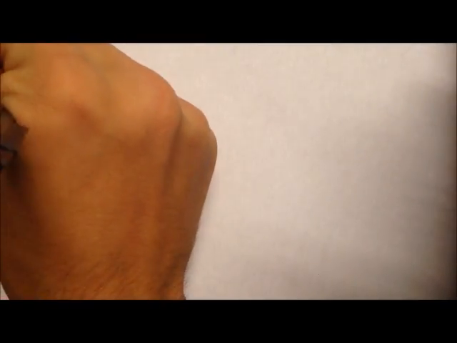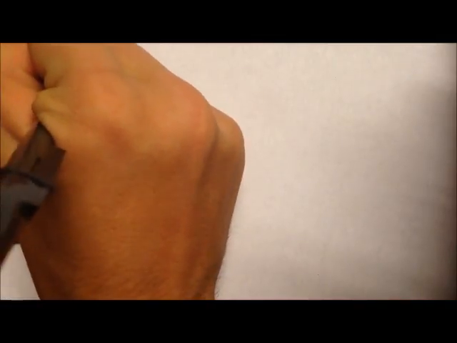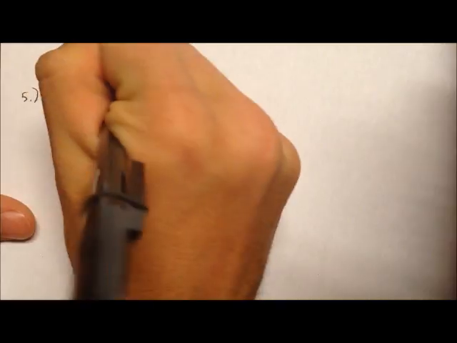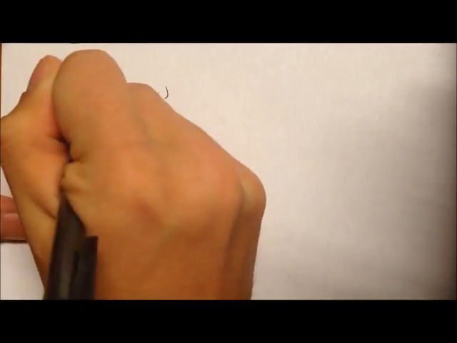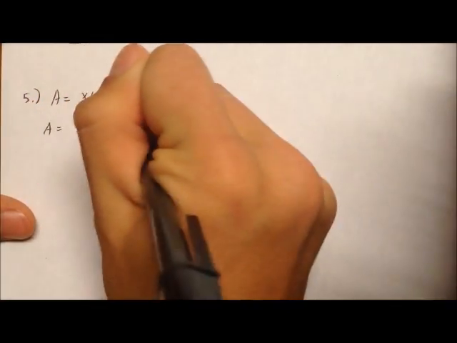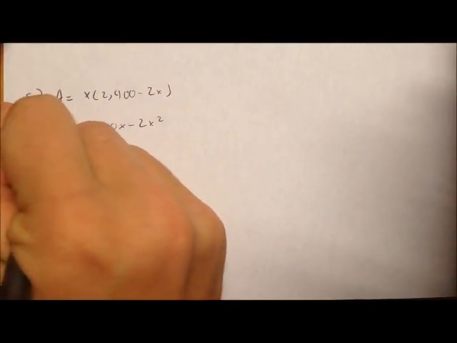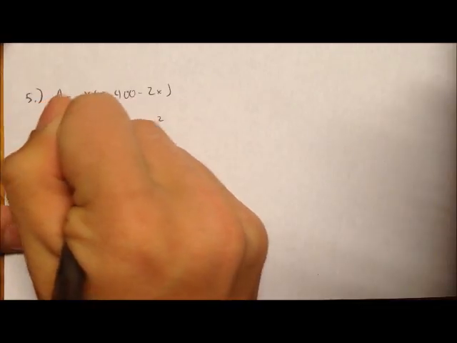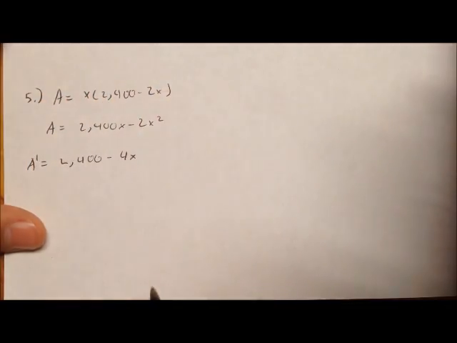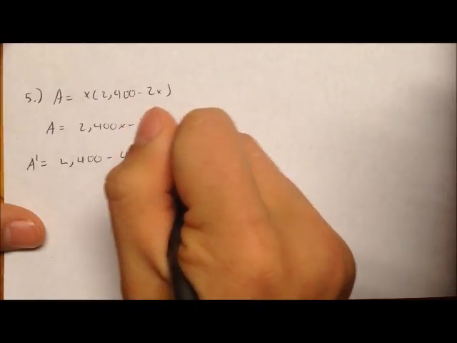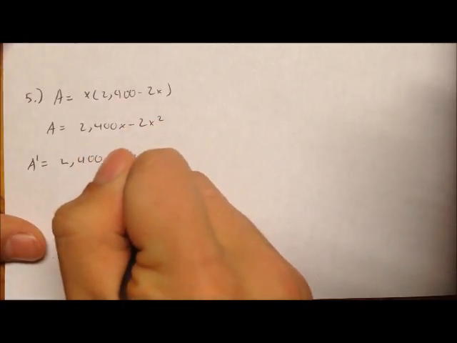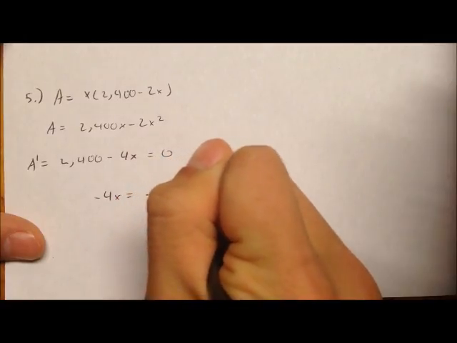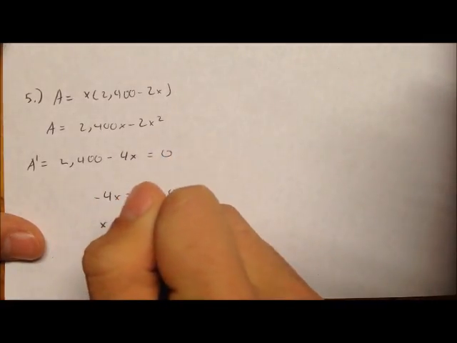Now we will do the calculus portion. So we take our equation, which is area is equal to x times 2,400 minus 2x, and you multiply it out. So that comes out to 2,400x minus 2x squared. And then you take the derivative of this. So you get A prime is equal to 2,400 minus 4x. And to maximize this, you set this equal to 0. So then you get negative 4x is equal to negative 2,400. So x is equal to 600.